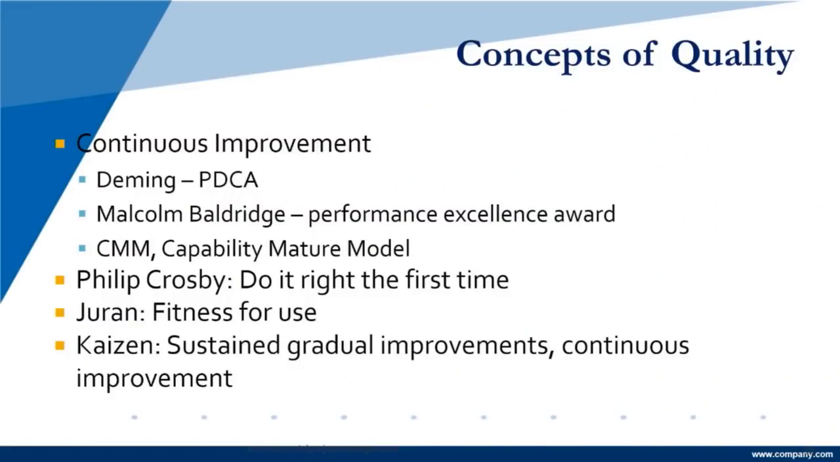So we have Deming, key name. Plan, do, check, act. We have the Malcolm Baldrige, who has a Performance Excellence Award. You'll see it on TV. Car companies use it all the time in their advertising. We have the Capability Maturity Model, which is a highly used and successful model of how we do project management and how we manage process and quality across many different industries. We have Philip Crosby, do it right the first time. We have Juran, fitness for use. And we have Kaizen, sustained gradual improvements, continuous improvements. He's known for those concepts, and he pushes those forward.